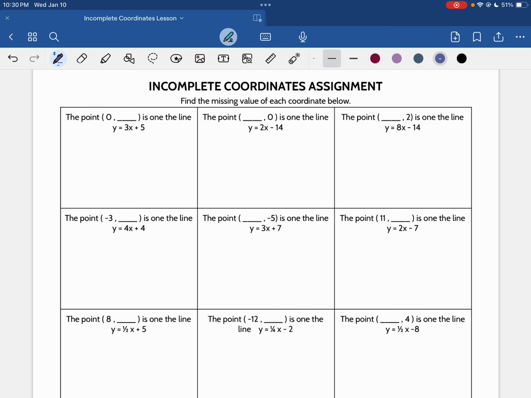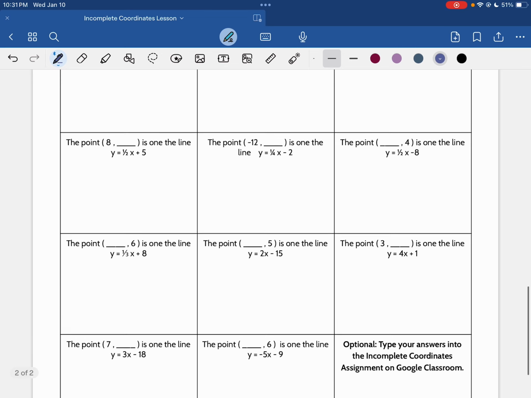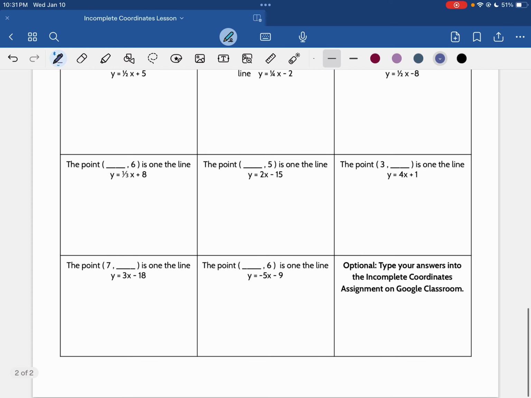I want you to show all of your work, write your answers on this piece of paper, turn this piece of paper in. You don't need to write your name on this side because you already wrote it on the front side. If you want to be able to check your answers, since I am not there, you can type your answers into the incomplete coordinates assignment on Google Classroom. It's one of those pictures that every time you answer a correct problem, the picture shows up.